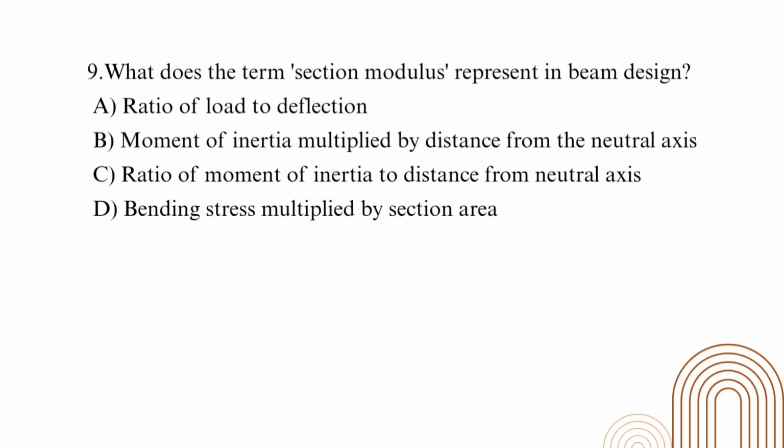Now the next question number 9. What does the term section modulus represent in the beam design? And the options are: option A, ratio of load to deflection, option B, moment of inertia multiplied by distance from the neutral axis, option C, ratio of moment of inertia to distance from the neutral axis, and option D, bending stress multiplied by section area. And the correct answer is moment of inertia multiplied by distance from the neutral axis. The term section modulus represent in the beam is moment of inertia multiplied by distance from the neutral axis.